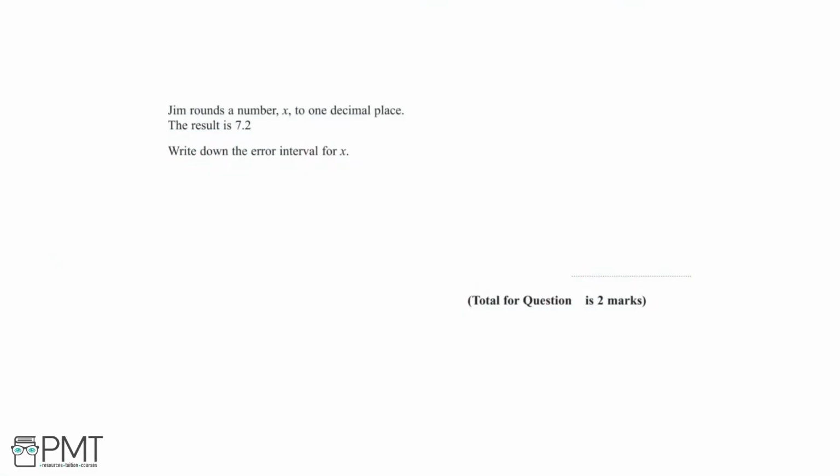In this question, we're told that Jim rounds the number x to 1 decimal place, and the result is equal to 7.2. And we need to write down the error interval for x. Now we can use the diagram to help us do this.